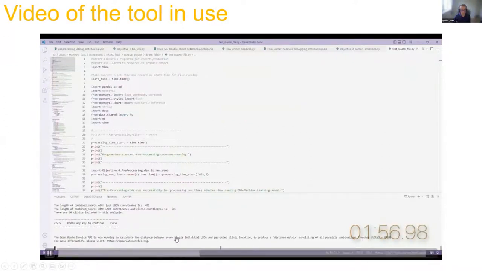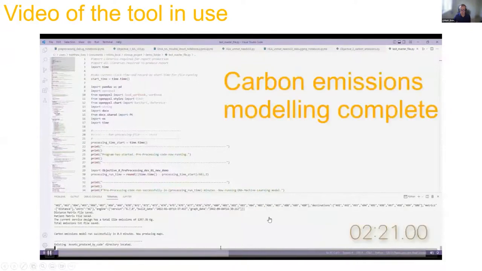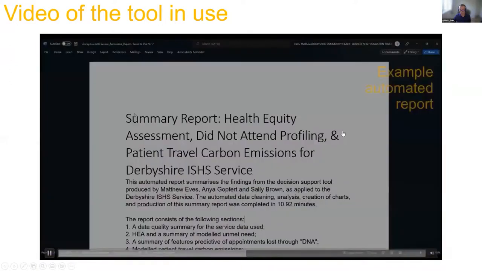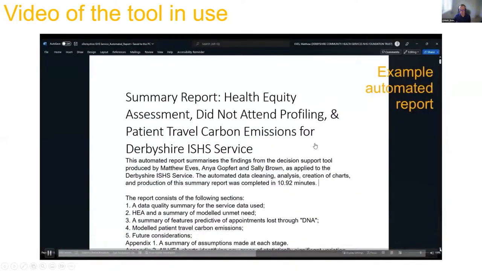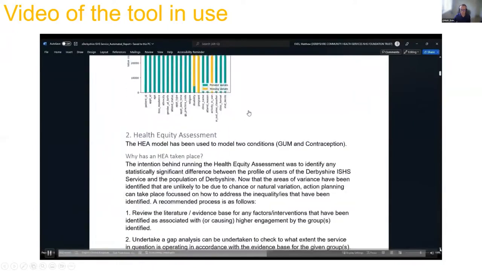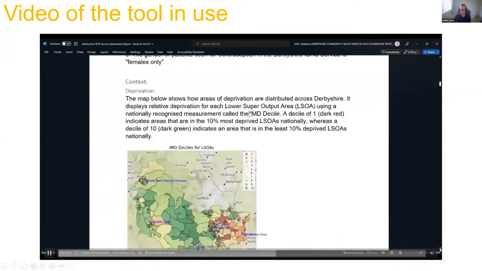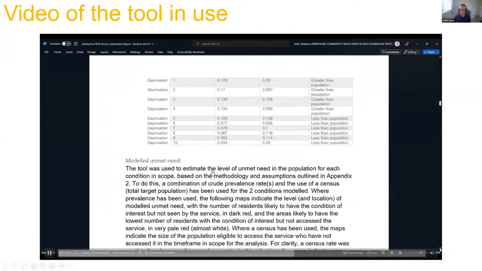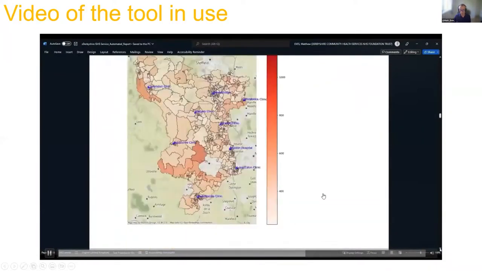scope currently, and now it's calculating the distance, so the 4,910 routes, possible combinations from LSOA, so those 10 in Derbyshire. The maps and now the report have been produced, and this is a report for a 40,000 record data set, which has been produced in under 11 minutes with all of the outputs from the model, from the various stages of the model incorporated, as you can see.